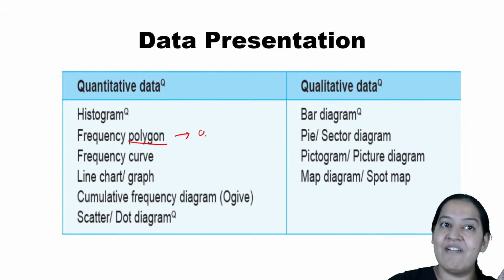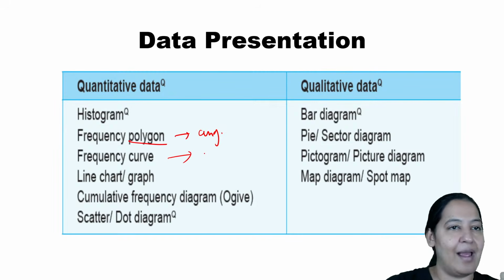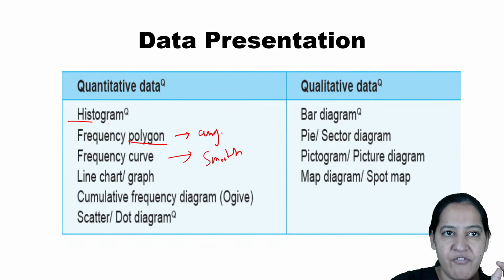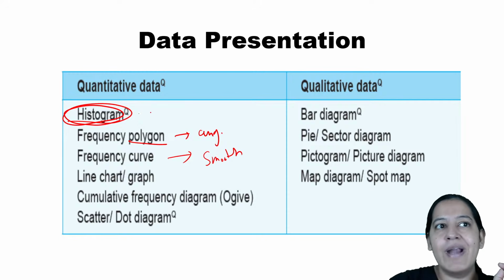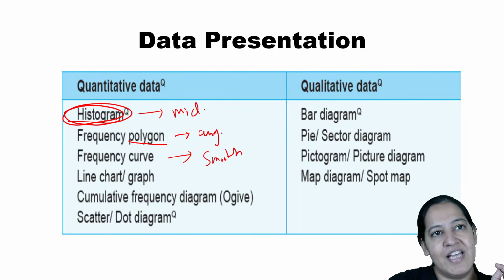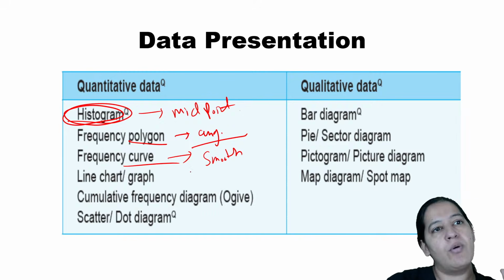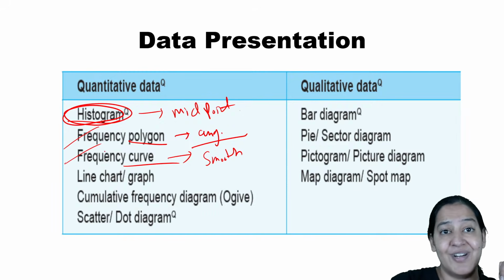A frequency polygon has angulations and a frequency curve does not have angulation. It is smooth, and both are formed by taking the midpoints of the histogram. On the histogram, we take the midpoints and join them with angulation, frequency polygon, without angulation, frequency curve. I hope I'm crystal clear to you till now.